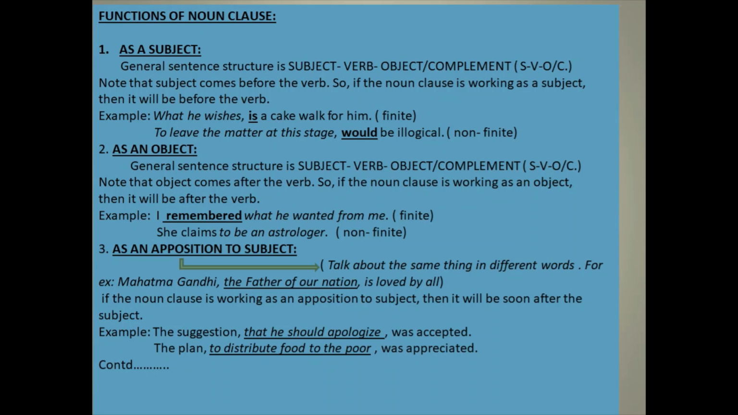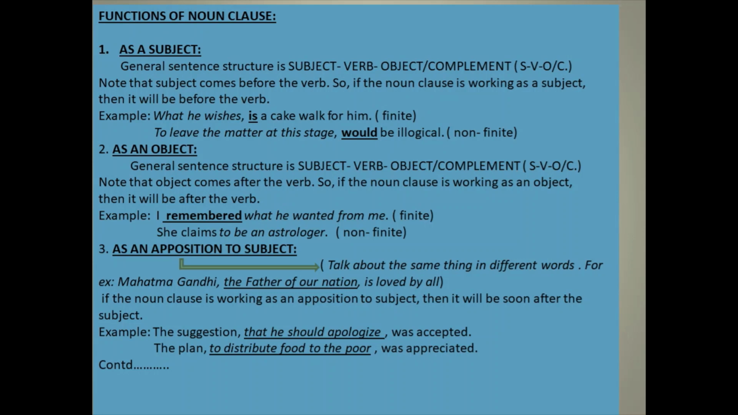Simply: the plan to distribute food to the poor was appreciated. Now, the plan was appreciated is fine. That is the main clause. The plan was appreciated, right? What was appreciated? If you ask that, you get the noun clause. But what are we doing here? We are looking at the noun clause that is functioning as an apposition to the subject. That is the reason why it falls just after the subject, because immediately after the subject is the apposition to the subject. Okay, because it is telling you more about the subject. Remember that.